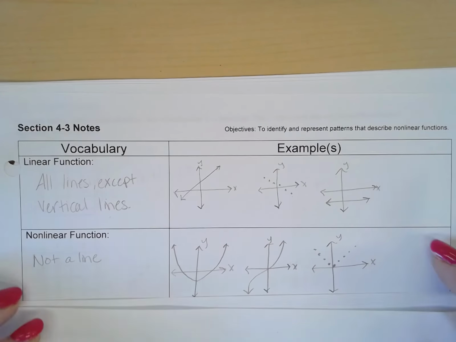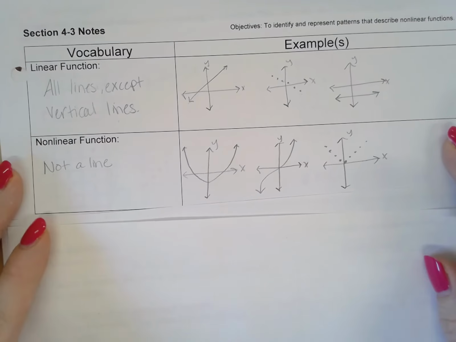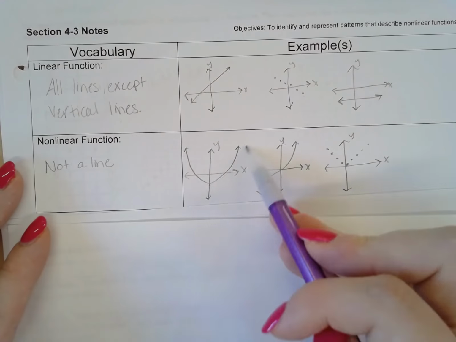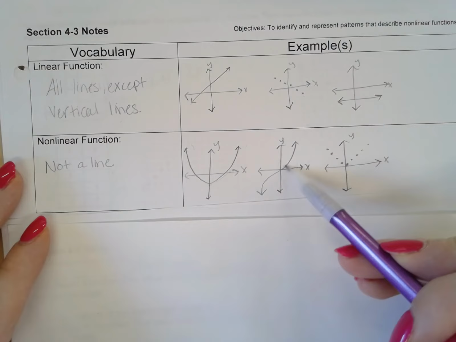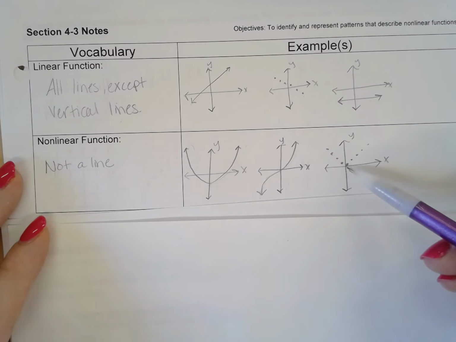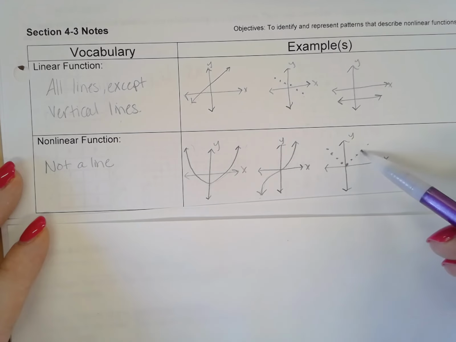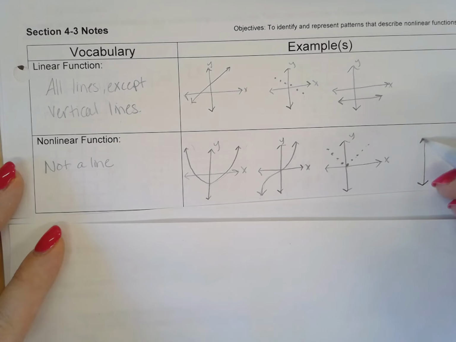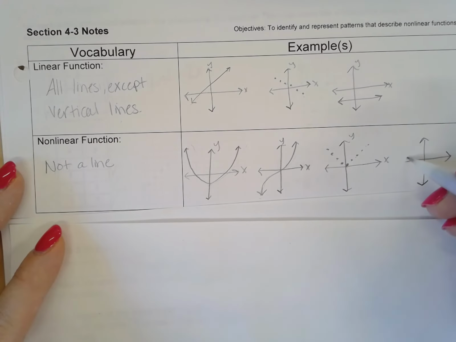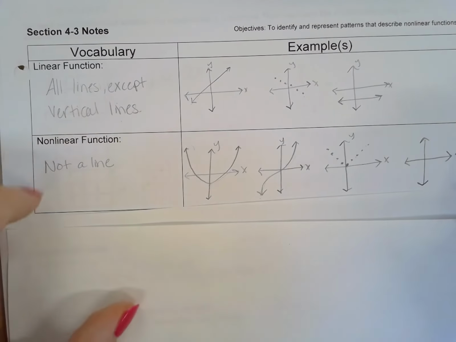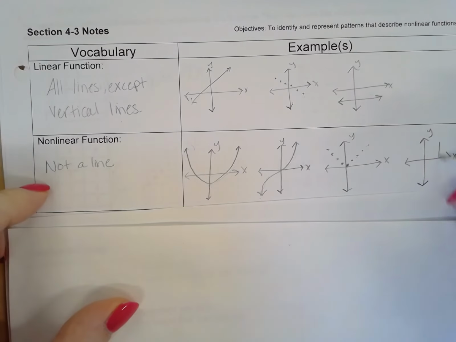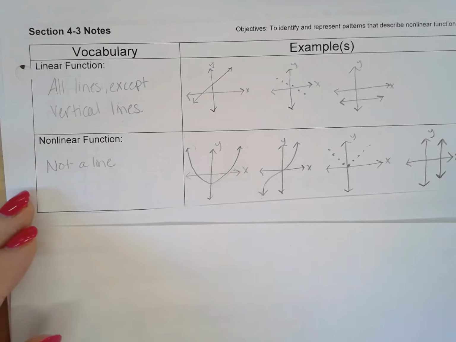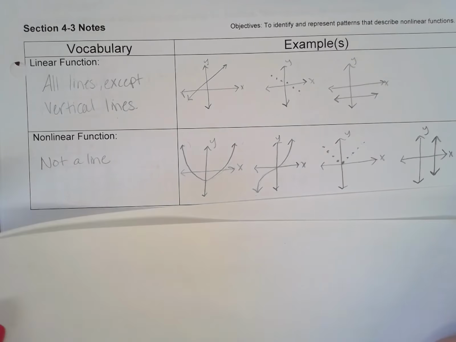A nonlinear function is anything that's not a line. So you might have a parabola or a U-shape, a cubic function, which looks like this kind of snake-like thing, an absolute value function, which is a V, so dots. Another type would be a vertical line. Because it's not a linear function, it automatically has to be nonlinear. So if it goes up and down like this, it's nonlinear. Okay, so that's our vocabulary.